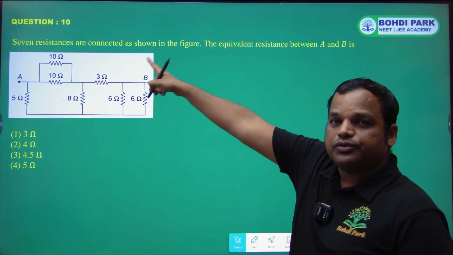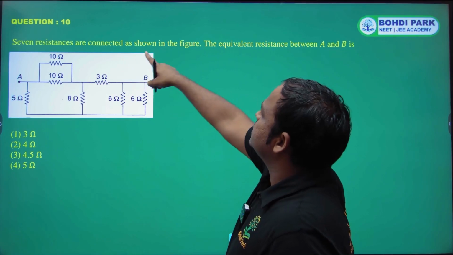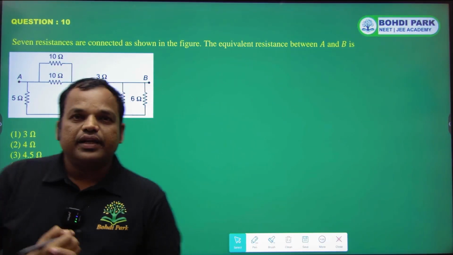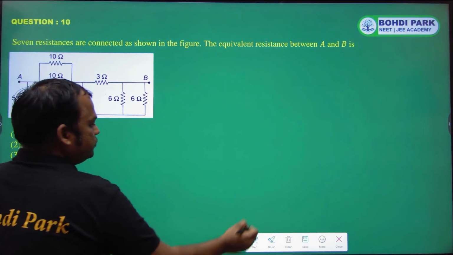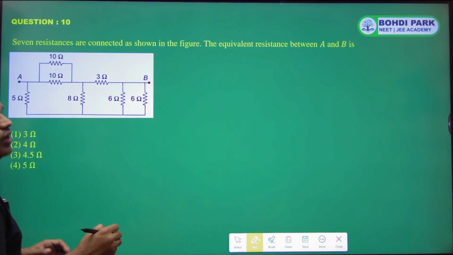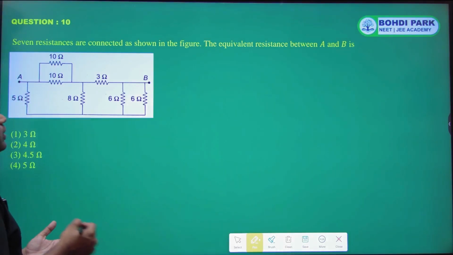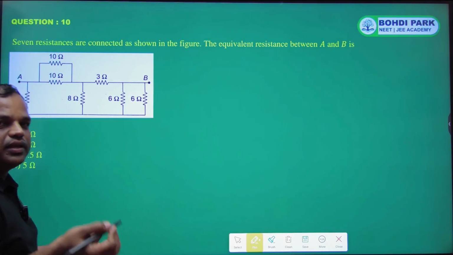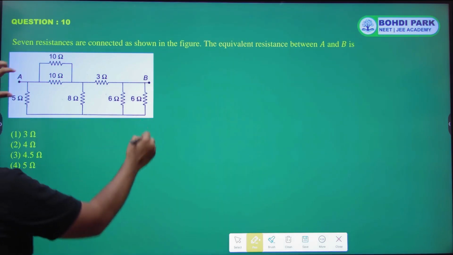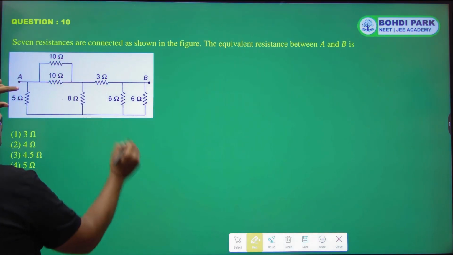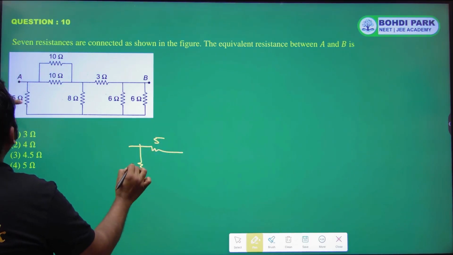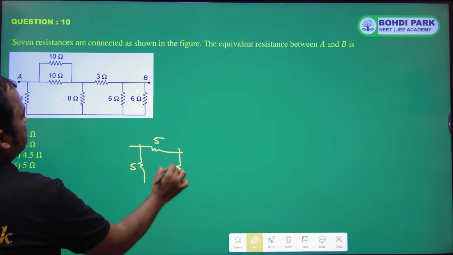Look at this 10th question. We have 7 resistances connected as shown. What is the equivalent resistance between A and B? So we have to identify series and parallel, and if it is a Wheatstone bridge also, then we will see. So this 6 and 6 are in parallel, and this 10 and 10 are in parallel. So we have this is 5.